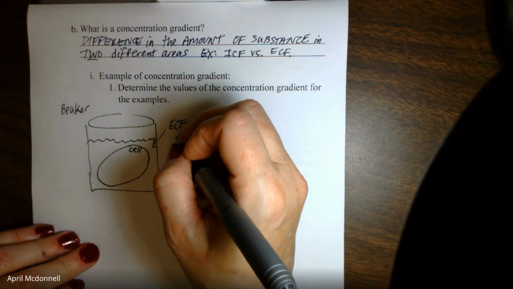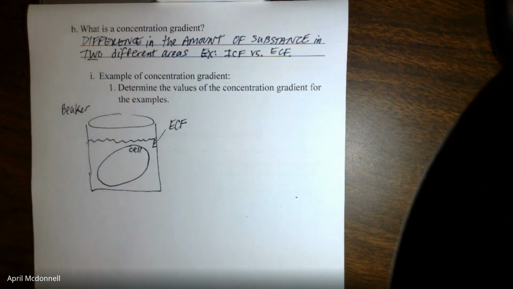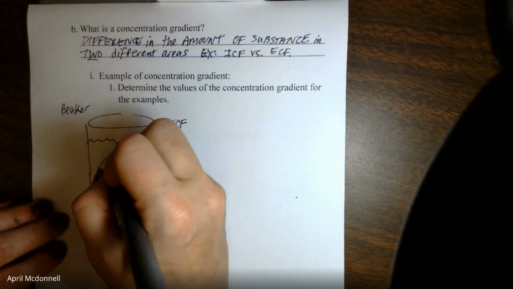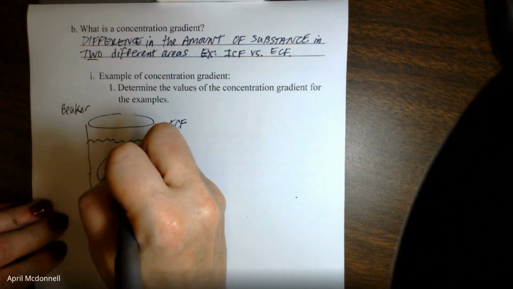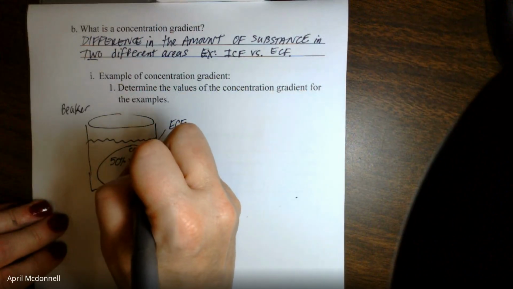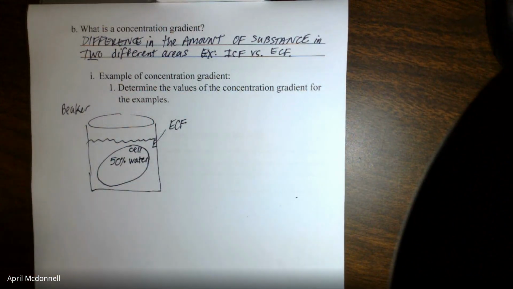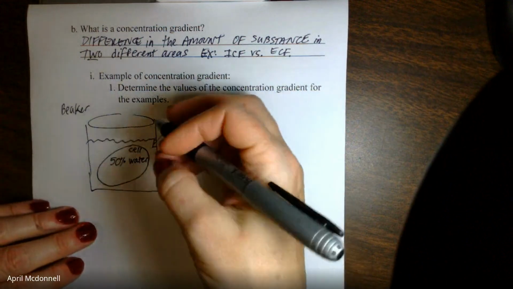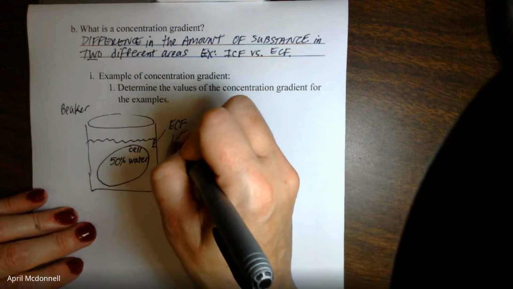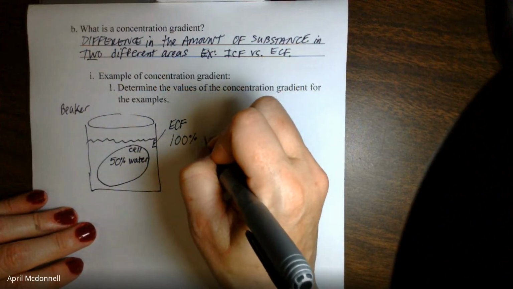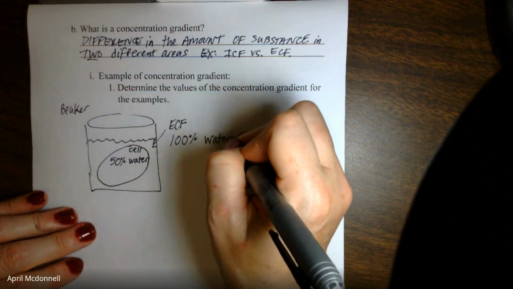So let's say that the cell is composed of 50% water. So there's 50% water inside of the cell. This is not typical for cells. I'm using this as an example. And the ECF was composed of 100% water.